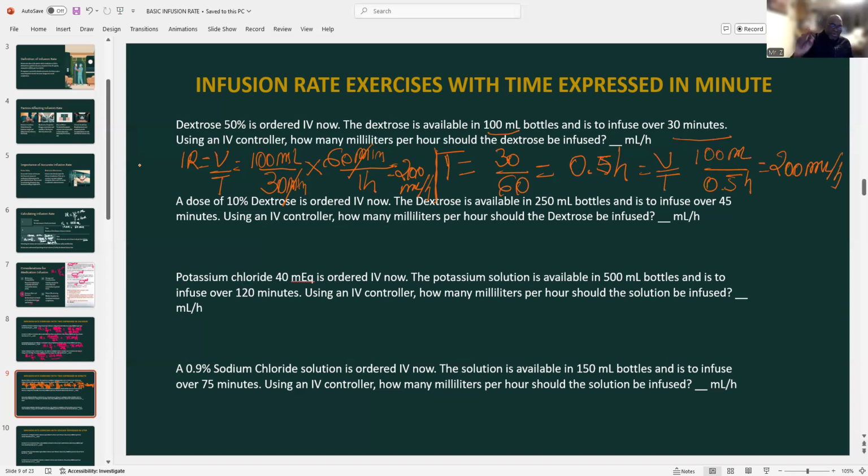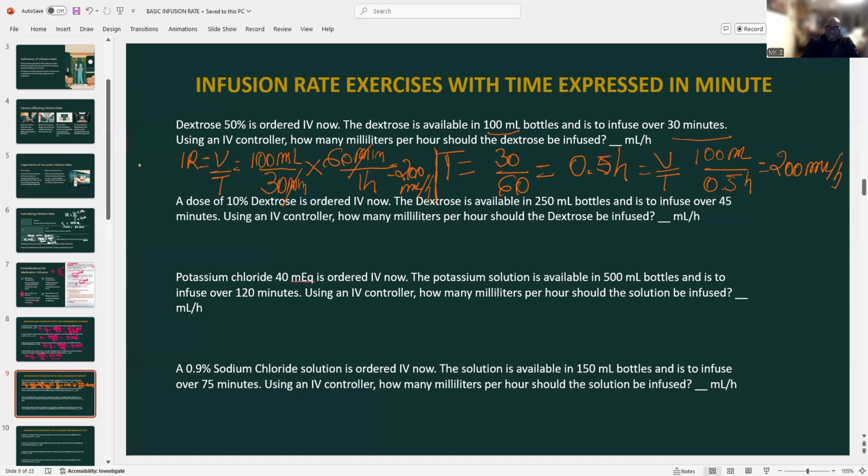And when we start learning advanced dosage calculation, infusion rate, I don't want you to get stuck with that, okay? But so far, as long as your time is a multiple of 60, you can still do approach number 2. Let's look at question number 2.